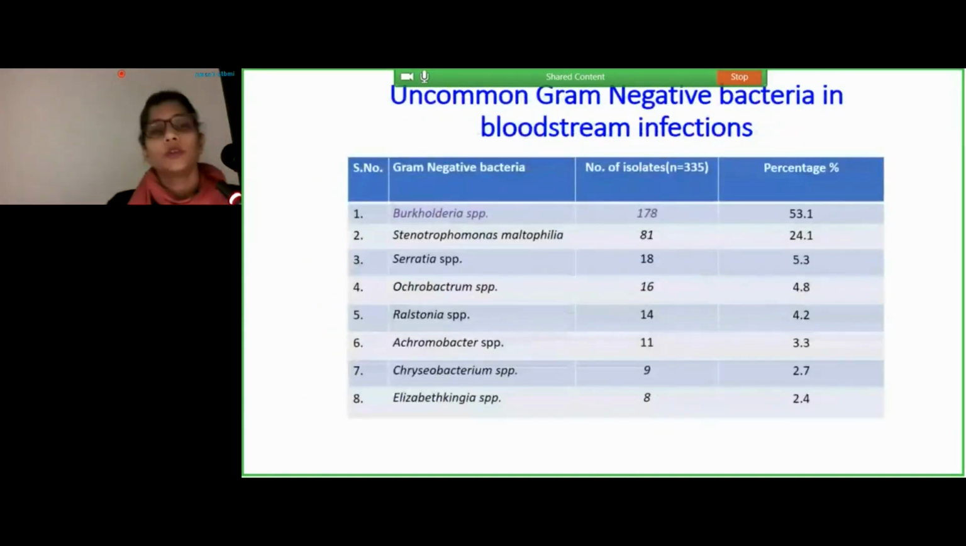So this is a list showing various uncommon gram-negative bacteria which we encounter in bloodstream infections. As you can see in the chart, the majority of these isolates belong to Burkholderia species, which is around 53.1% among the rare isolates, followed by Stenotrophomonas maltophilia, followed by Serratia, Aureus, Aeruginosa, Linezolid, and Elizabeth species.